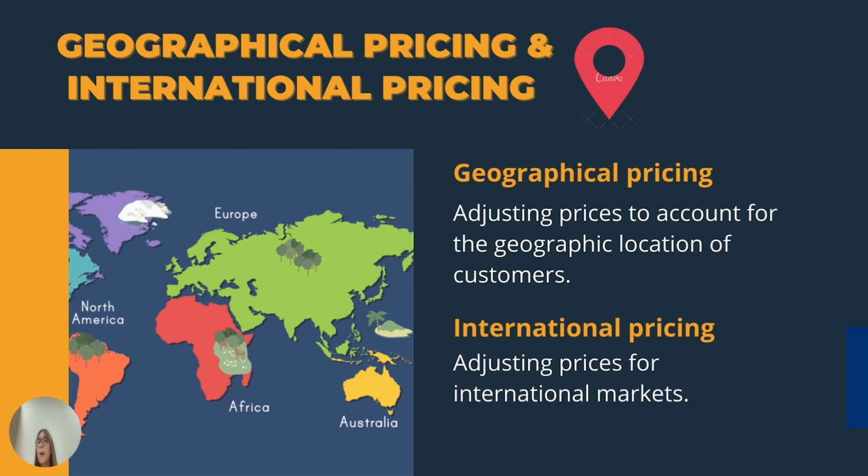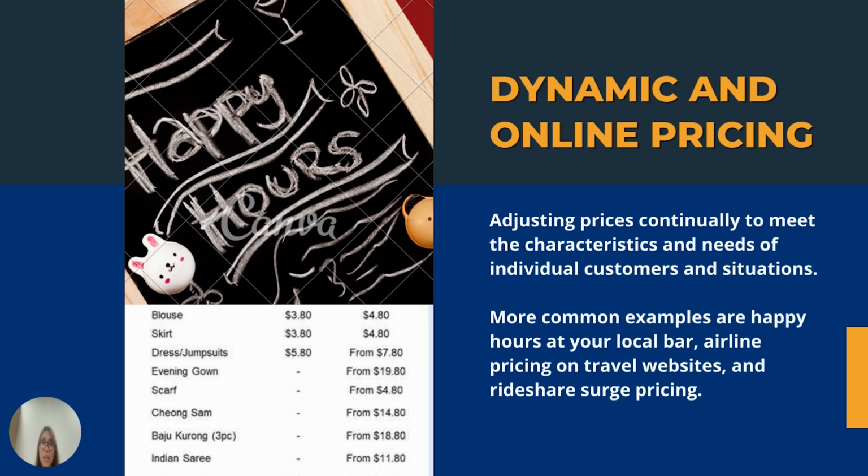And the last one is dynamic and online pricing, adjusting price continually to meet the characteristics and needs of individual customers and situations. More common examples are happy hour at your local pub, and airline pricing on travel websites. I have an example in detail for airline pricing. Regular travelers can organize their flights 5 months in advance, but business people often need to reserve flights at the last minute. Therefore, ticket prices change in a matter of minutes with a time-based pricing strategy.